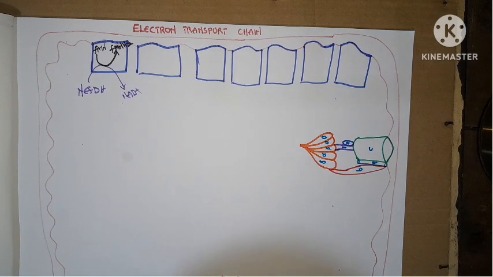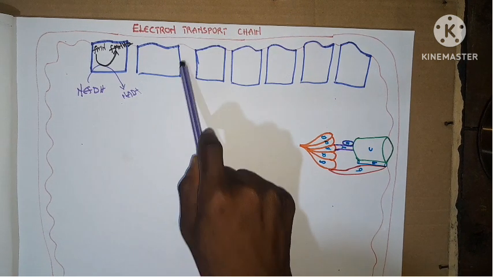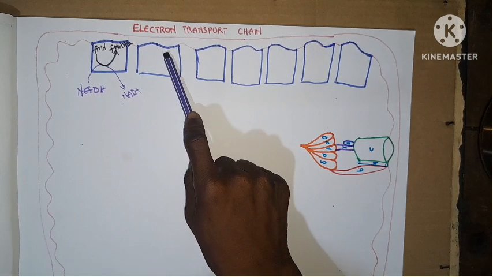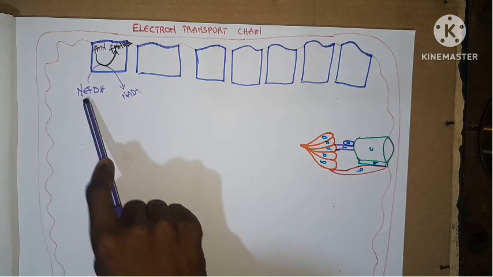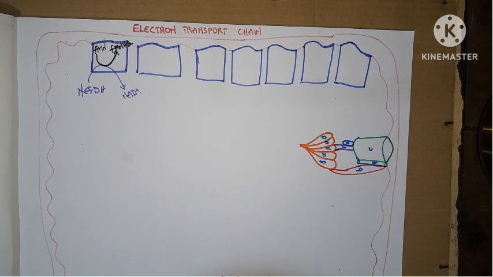And then this is when electrons are passed from complex 1 to the coenzyme Q. So this is the coenzyme Q. We are passing the electrons to coenzyme Q, and the protons will be pumped into the intermembrane space. It can also pass into the sulfur clusters.